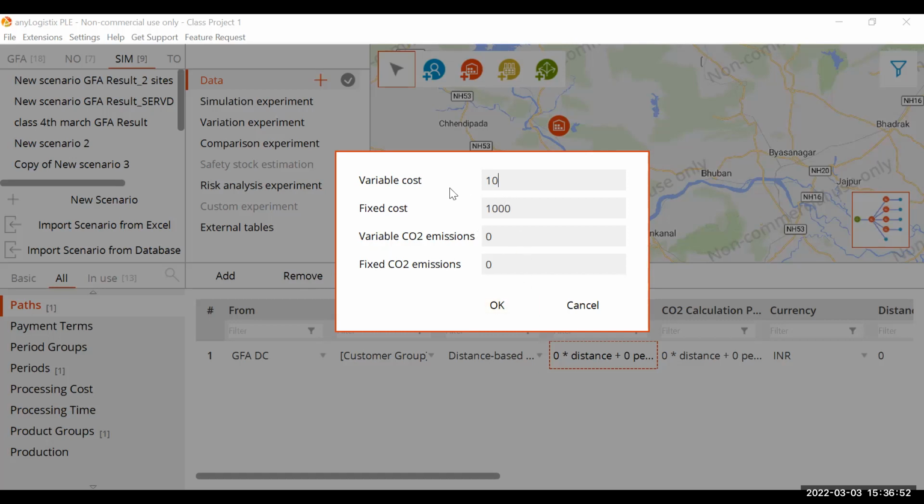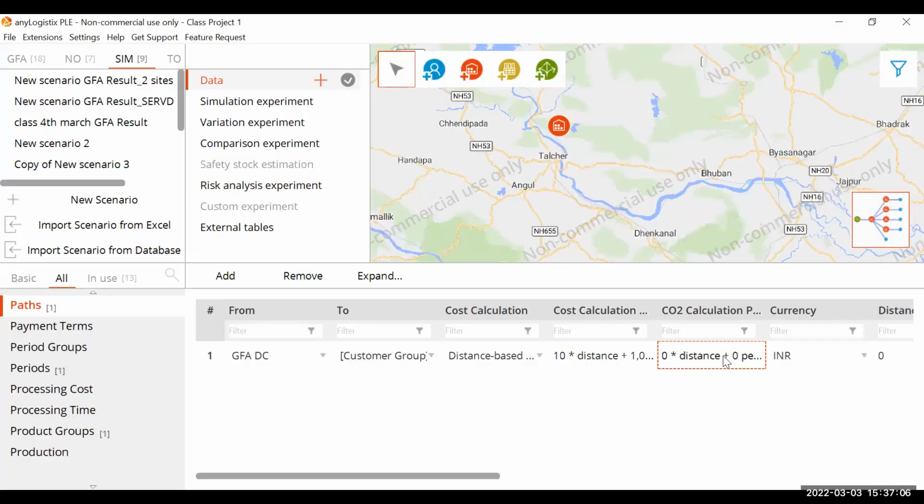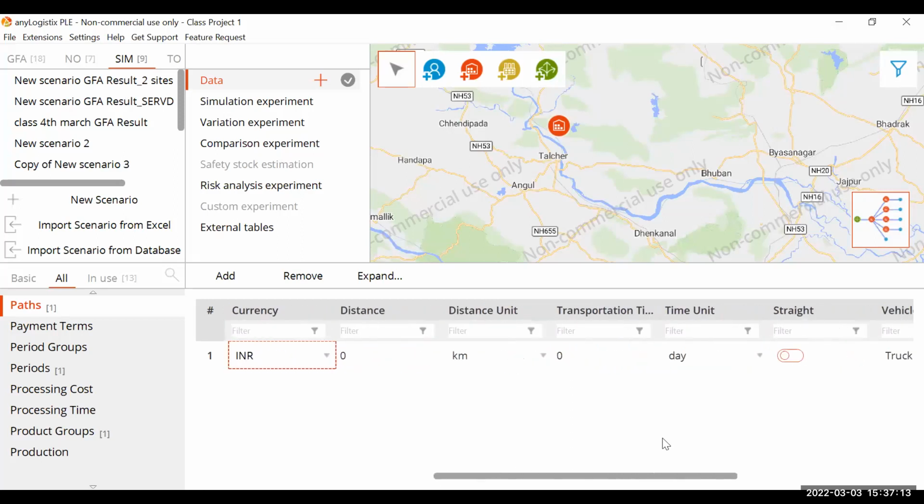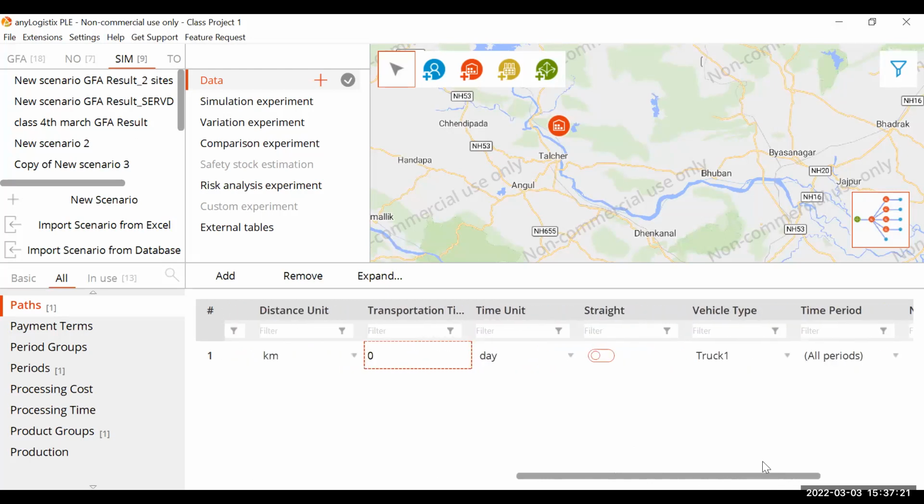I hope everybody understands what a variable cost and a fixed cost are. Fixed cost is for the customer when it delivers, minimum 1,000 rupees on a distance basis, and variable cost is 10 rupees per kilometer. CO2 calculation I'm not doing anything. Distance unit is kilometer. Transportation time, in our case, we have kept the same, 24 hours. There is no kind of restriction in that.